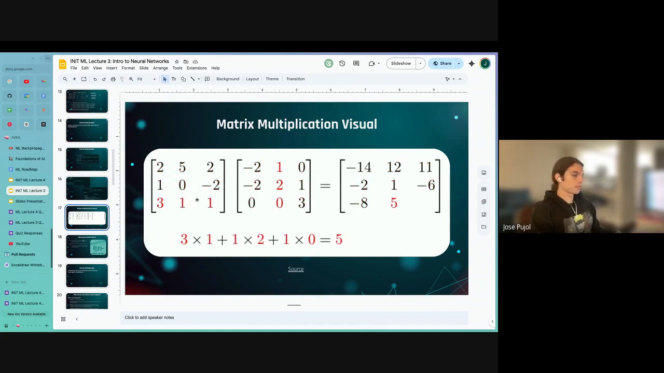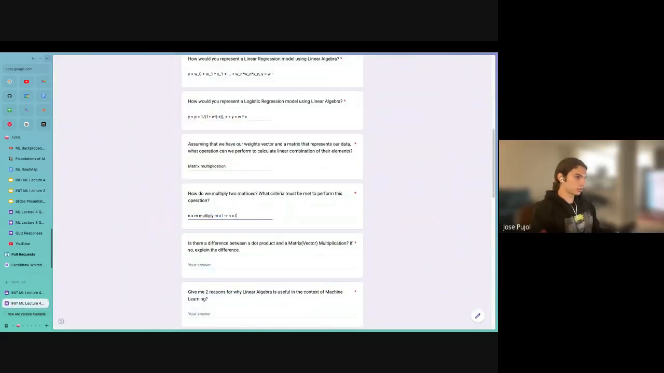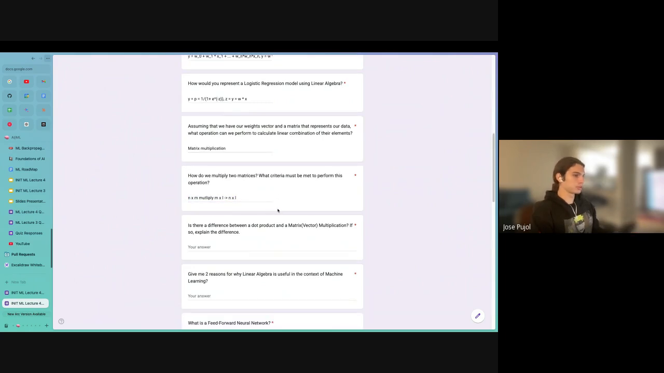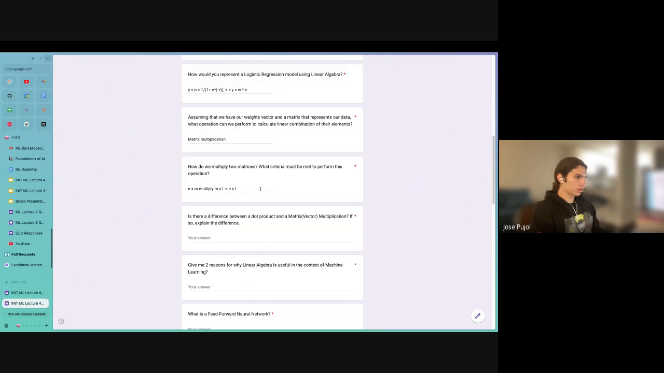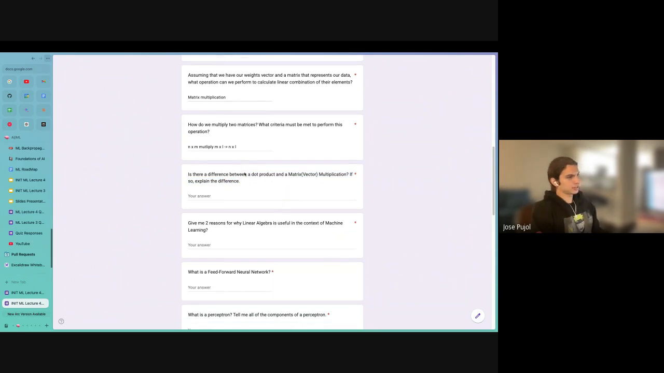Ulysses, you were going to say something? No. Okay, so go through the rows of the first matrix and multiply by the columns in the second matrix, and do that for every row. Is there a difference between a dot product and a matrix multiplication? If so, explain the difference. I think Joe might have put that question in there.